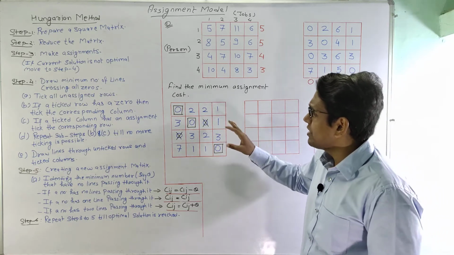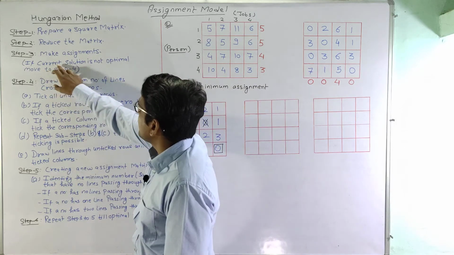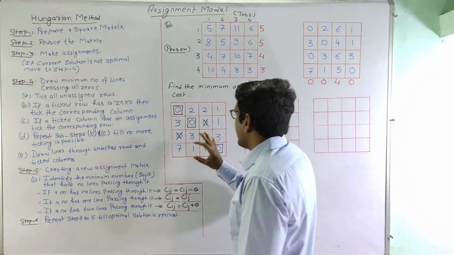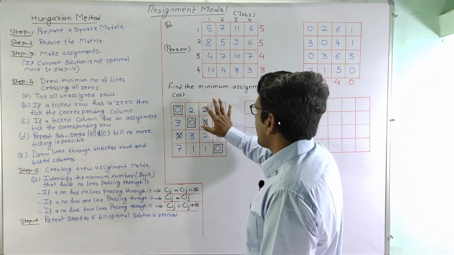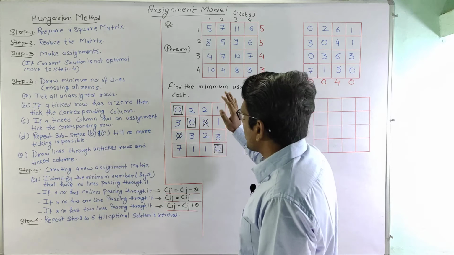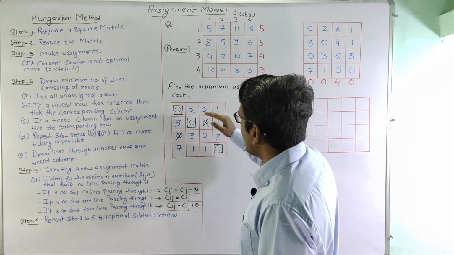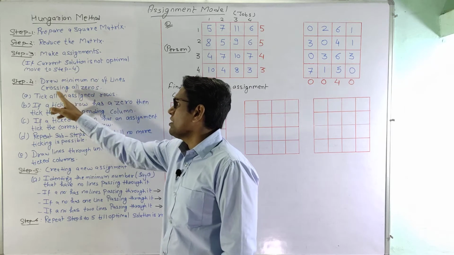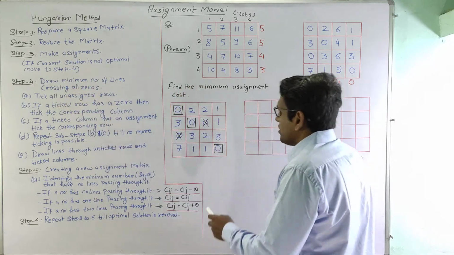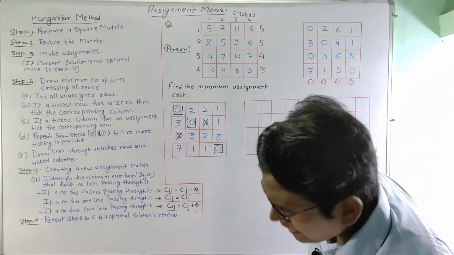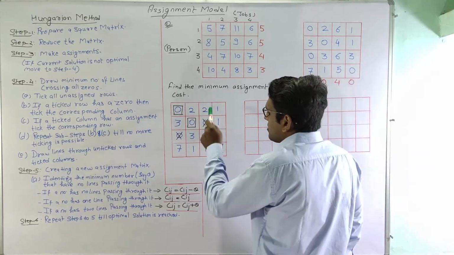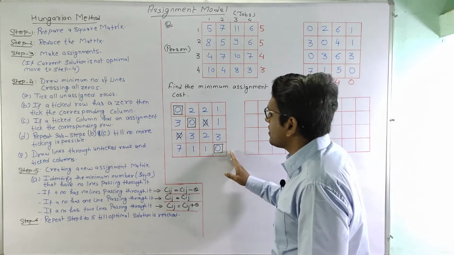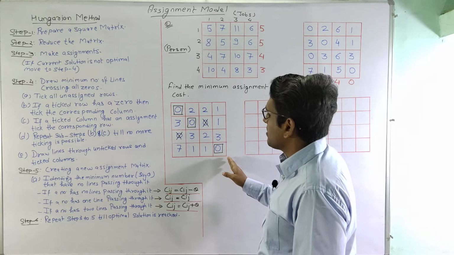So what we need to do next is, if the current solution is not optimal, move on to step 4. So after making the assignment we find out that our solution is not optimal. Now we need to move on to step 4, which says to draw the minimum number of lines crossing all the zeros. Now we need to draw a minimum number of lines that will cross all the zeros in this matrix. Now there are certain steps we need to follow to draw the minimum number of lines.